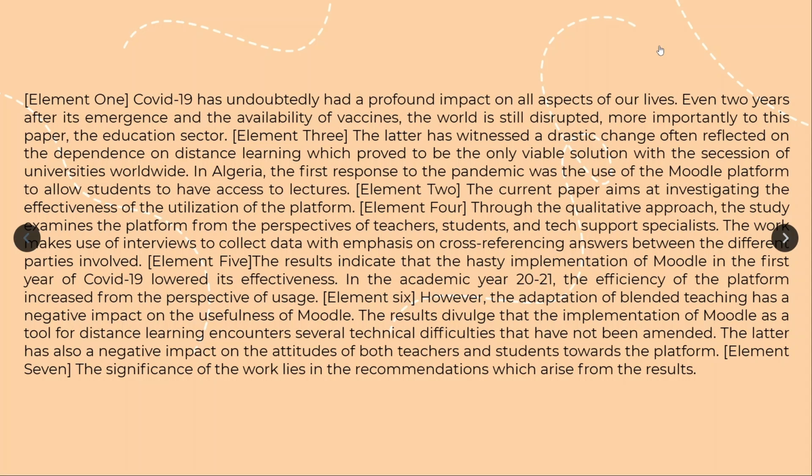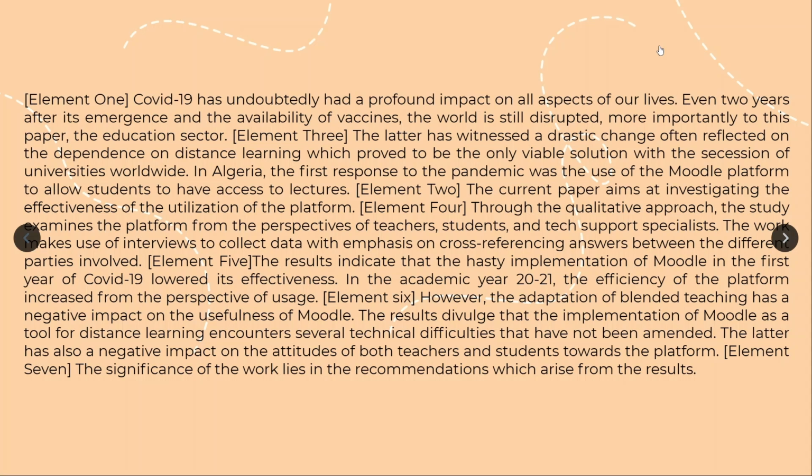Element 5, the results indicate that the hasty implementation of Moodle in the first year of COVID-19 lowered its effectiveness. In the academic year 2021, the efficiency of the platform increased from the perspective of usage. That's the result. Element 6, however, so it's kind of an implication, but still the result there. However, the adaptation of blended teaching has a negative impact on the usefulness of Moodle. The results divulge that the implementation of Moodle as a tool for distance learning encounters several technical difficulties that have not been amended. Finally, the latter also has a negative impact on the attitude of both teachers and students toward the platform.